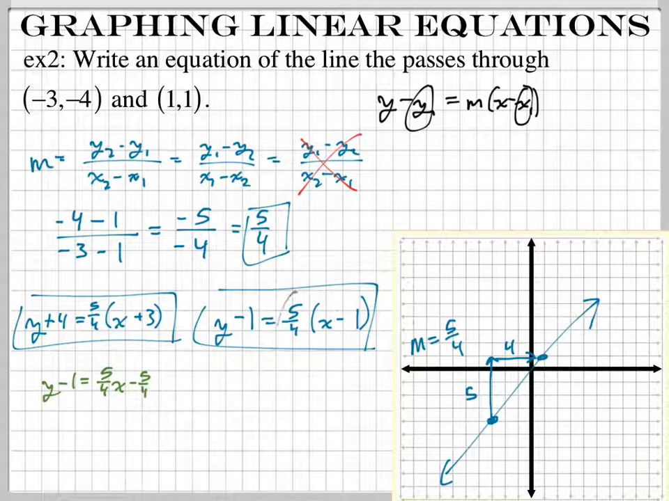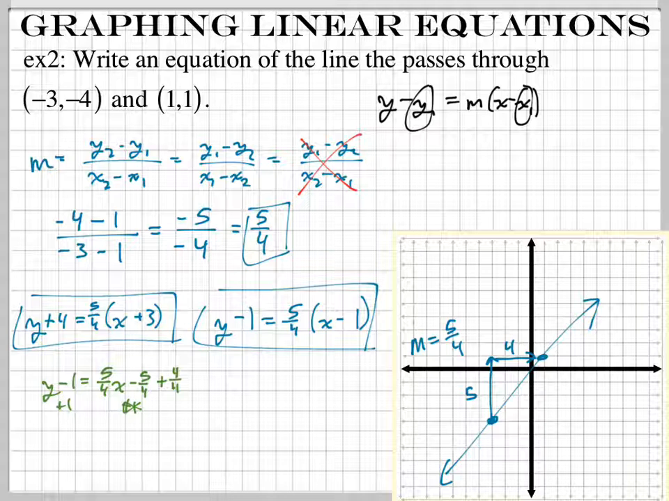I distributed that fraction right there. That's one way to do it. There are other ways to do it, but that's the way I'm choosing to do it. And then I add 1 to both sides, but I don't want to add 1 over here. I want to add 4 over 4. That's the same as 1.